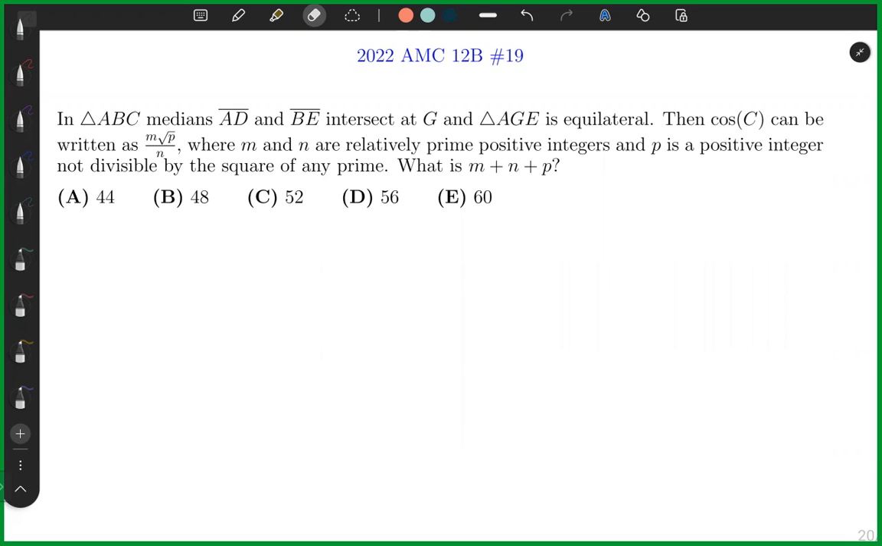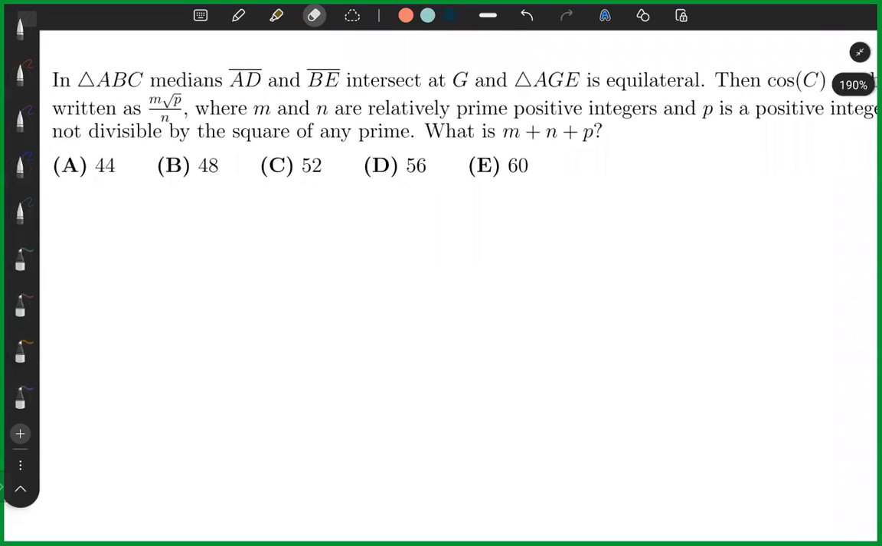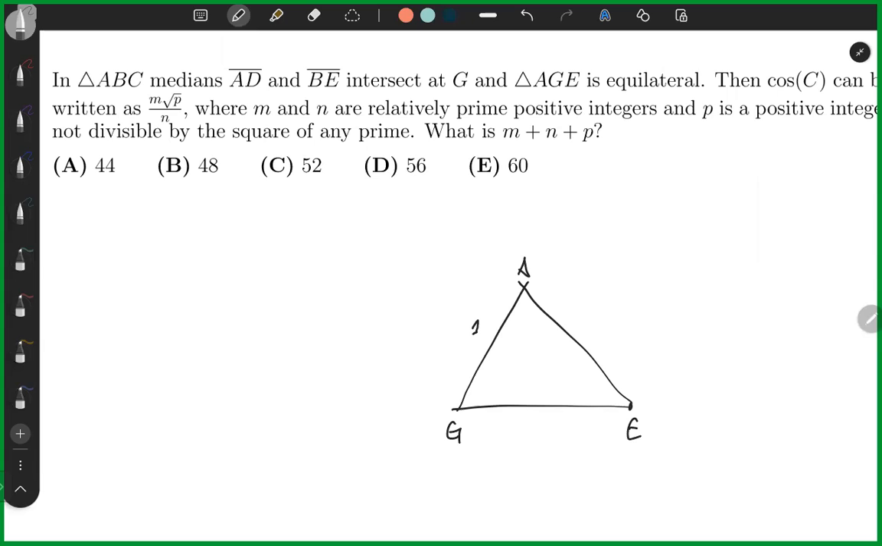So let's draw a figure, but let's do it backwards. Let's start with drawing a triangle AGE. We know that it's an equilateral triangle. Let this be A, let this be G, and let this be E. And I can also assume that the side length of this equilateral triangle is 1. Choosing a particular side length will not affect the cosine C.